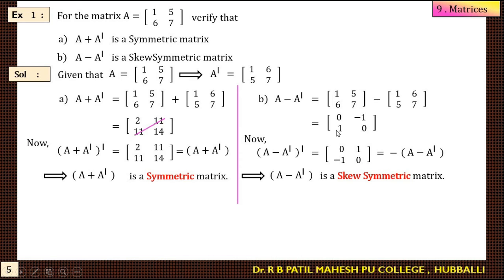So another method is just observe the positions 1 2 and 2 1, they are opposite elements. If these two are opposite elements and the diagonals are 0, therefore clearly we can say this is a skew symmetric matrix. Without this operating, you can say by observing the elements of the matrix whether it is skew symmetric or not. Diagonal should be 0, and the non-diagonal elements, position wise, should be opposite.